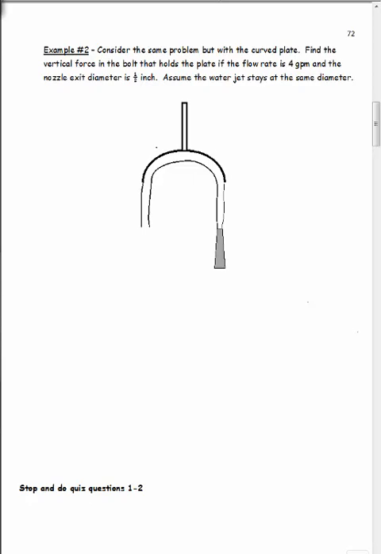Okay, same process here. Let's make our control volume. We want to make it perpendicular to inlets and exits, cutting through wherever we want to find a force through a solid object. So here's our F bolt still. Here's our inlet. Here's our exit. Okay, so doing the same thing, same assumptions.